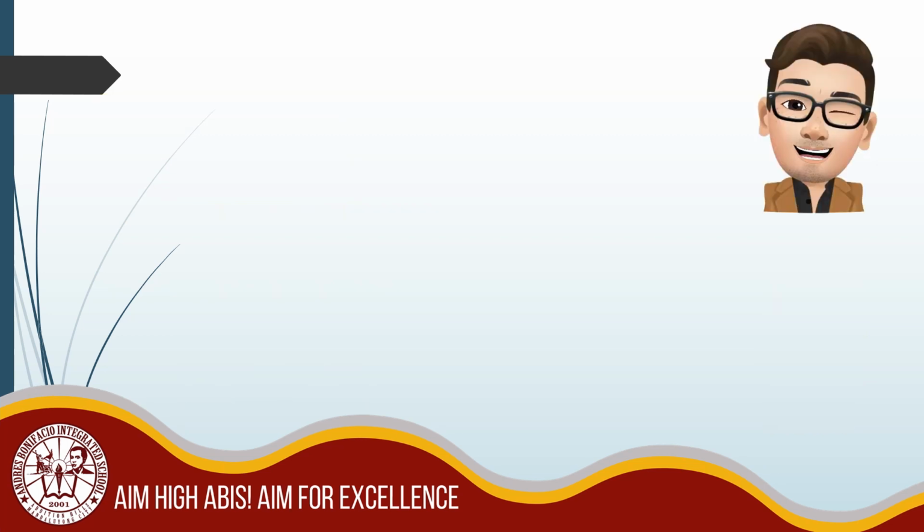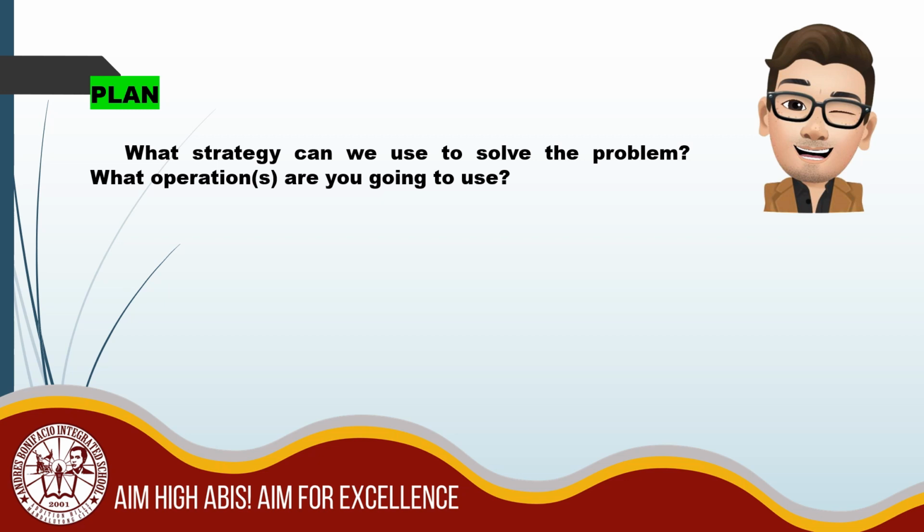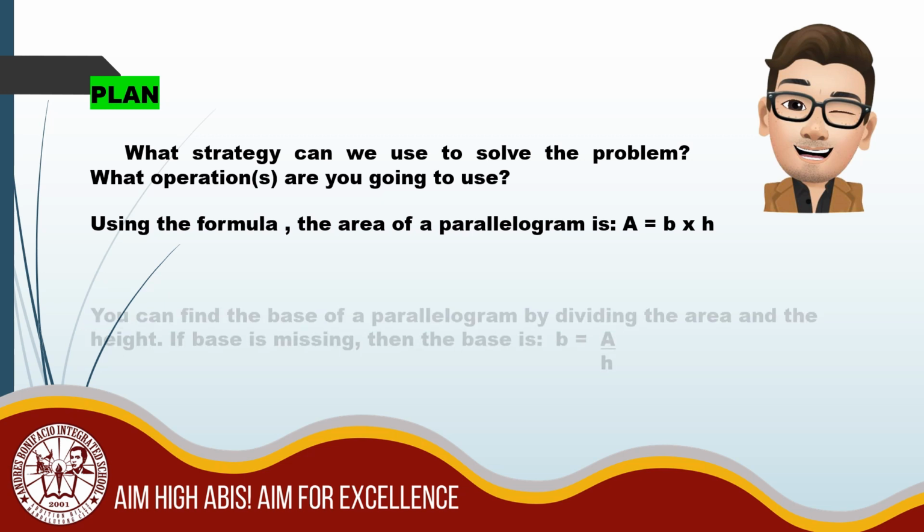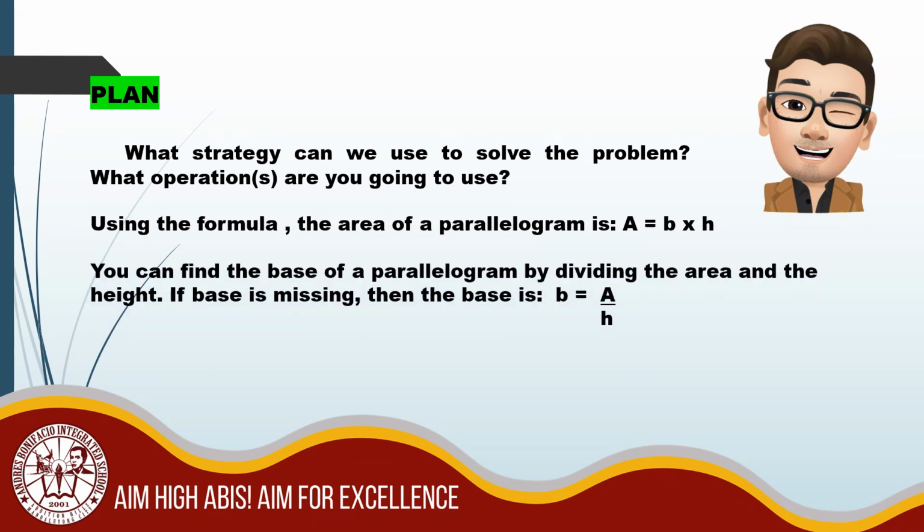Now, what are we going to do next? We have to plan. We have to know what strategy or operations are we going to use? Using the formula, the area of parallelogram, A equals base times height. You can find the base of a parallelogram by dividing the area and the height. If base is missing, then B equals area divided by height.